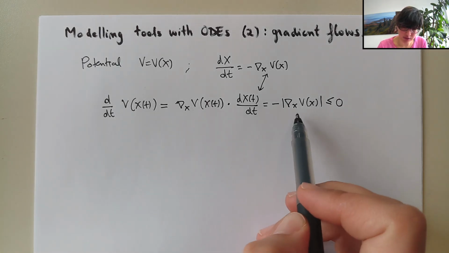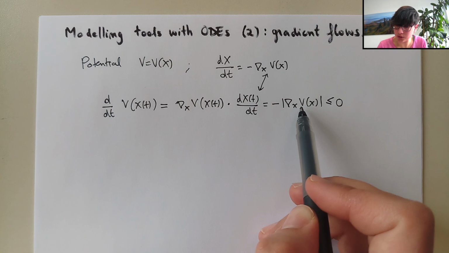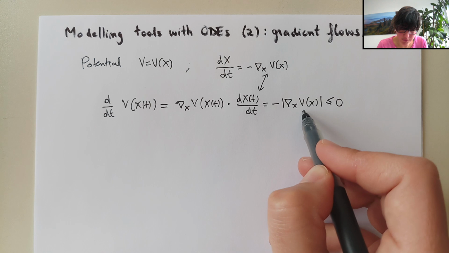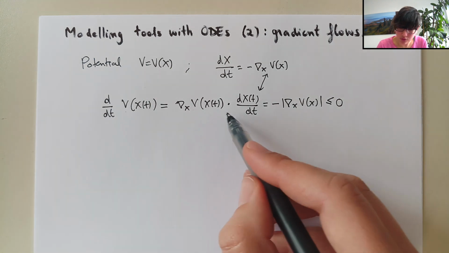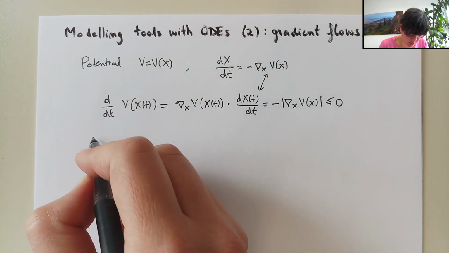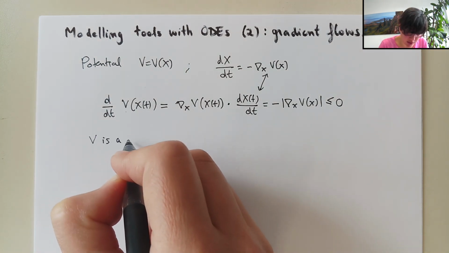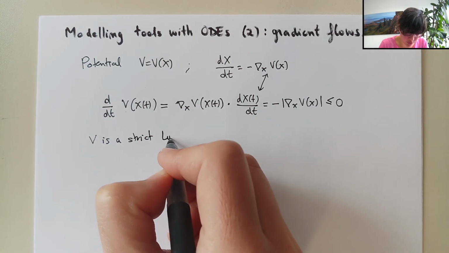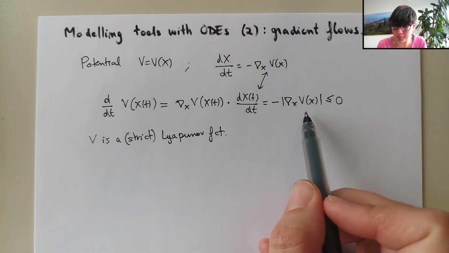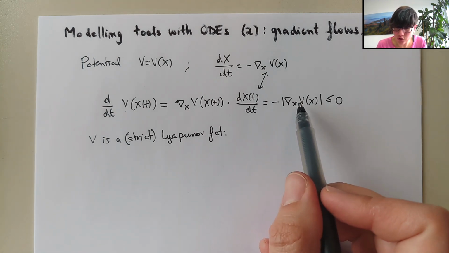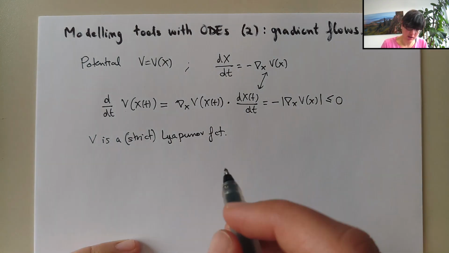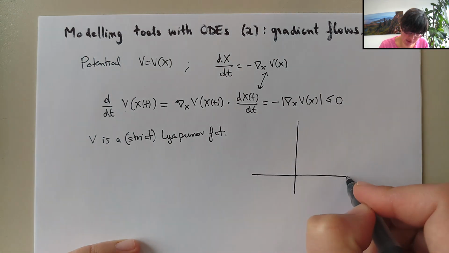This means that as long as the gradient of V is not zero, so as long as I don't reach a critical point of V, the potential is going to be decreasing over the dynamics. And actually from dynamical systems, we will say that V is a strict Lyapunov function. In particular, if V has a unique minimizer, then you know that in the long-term dynamics, x is going to converge to that minimizer.